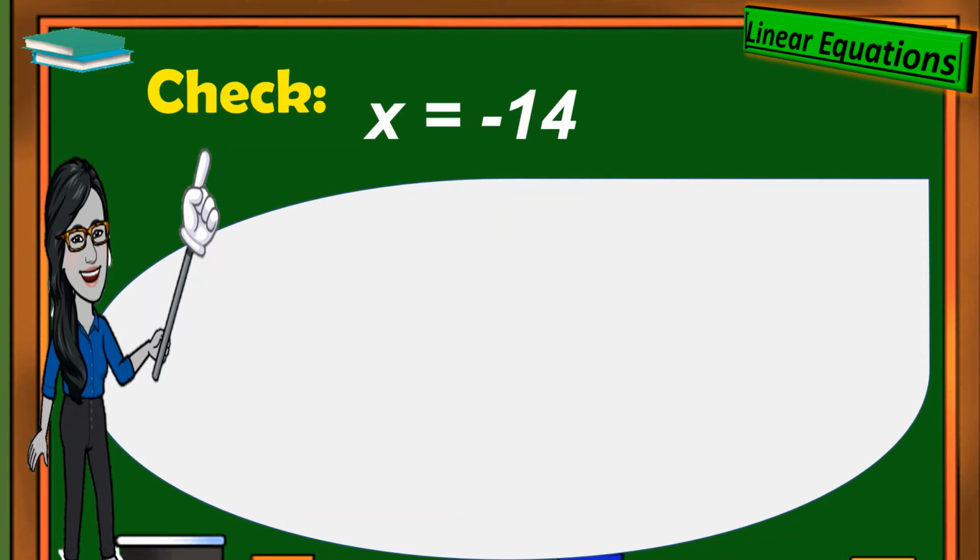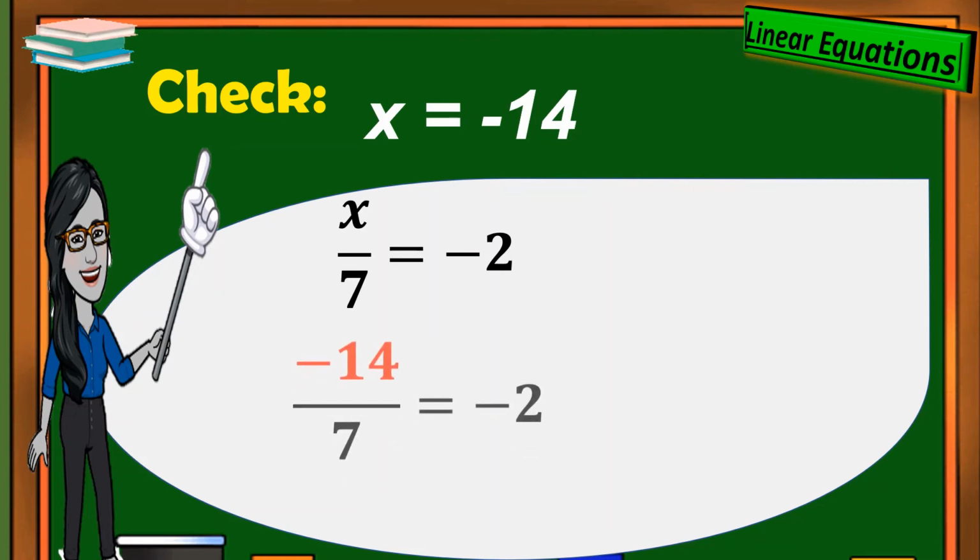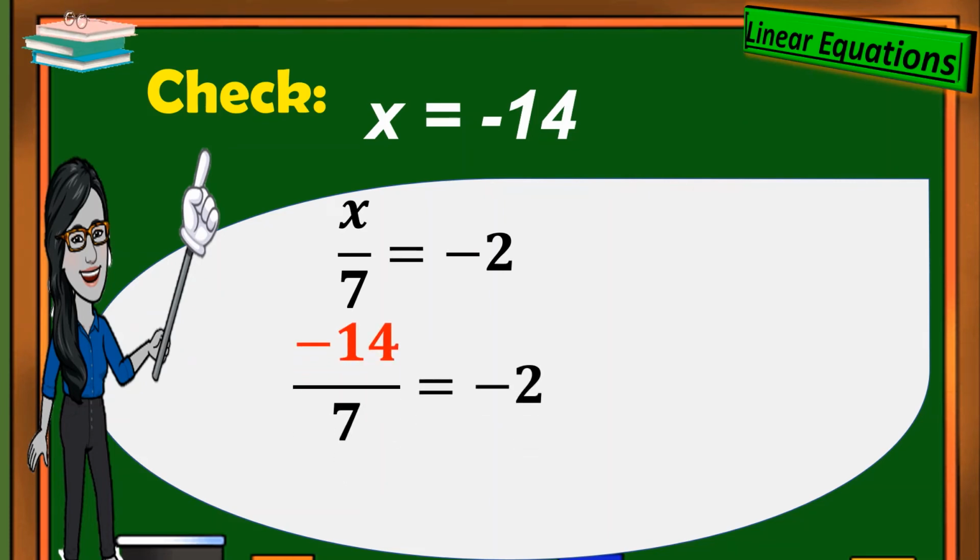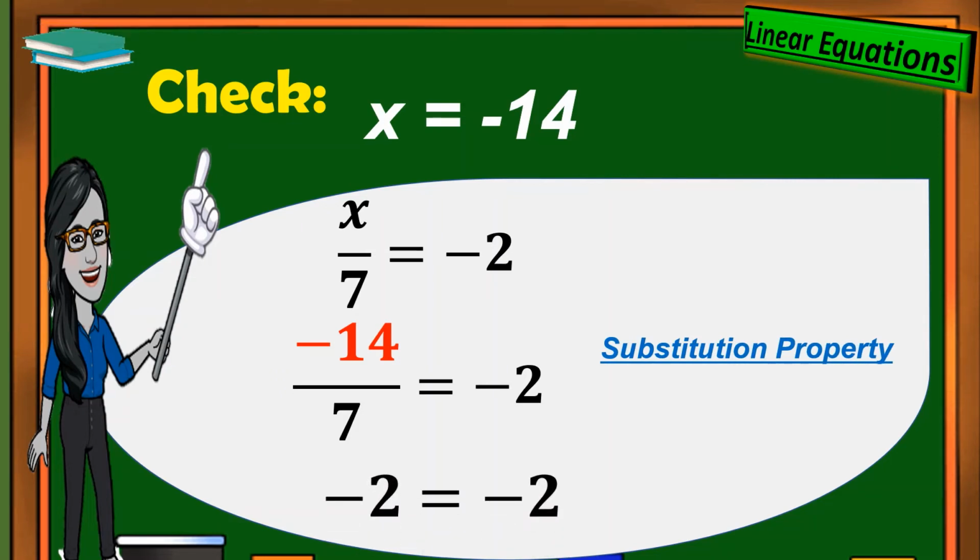Sige, let's see if our answer is correct. X is equal to negative 14. Tingnan natin, substitute natin dun sa given. So si x magiging negative 14 divided by 7 na. So is equal to negative 2 kaya. So using what? Substitution property of equality. So 14 divided by 7, di ba? 2. So negative divided by positive, negative, is equal to negative 2. Very good. Ang sagot natin ay tama. So we use the reflexive property of equality.